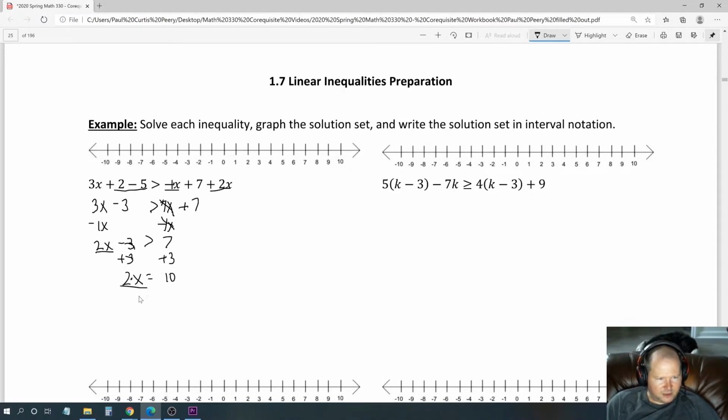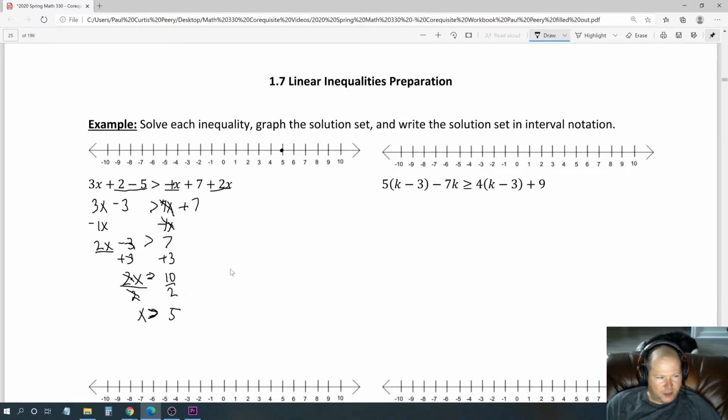Next, we want to undo the multiplication of x by 2 by dividing by 2. Whatever you do to one side, you do to the other, giving you x is equal to 5. Let me fix that, write the inequality instead. There we go. Okay, so now we are going to plot the number 5, which is right over there. We say x is greater than 5, so you know it's going to open up towards the right, which is where the arrow is pointing, right?